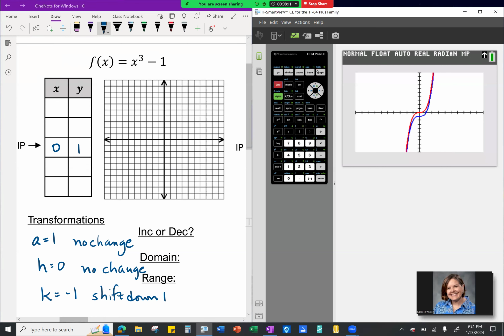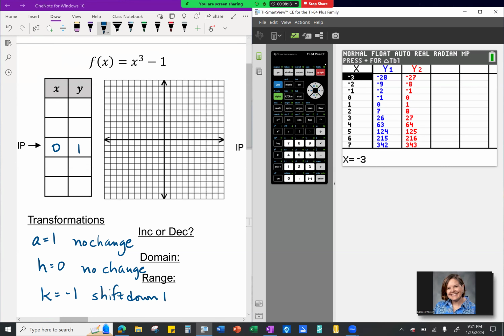When I look at the table in the calculator, I'm looking at the blue numbers. The red ones are the original graph. So I need to make a table from these blue numbers, and I will start at 0. Oh, whoops, 0, negative 1. Yes, we shifted down. And so I will add these other points and make myself a table. I'm going to pause just for a moment, and you can fill in your table and draw your graph.